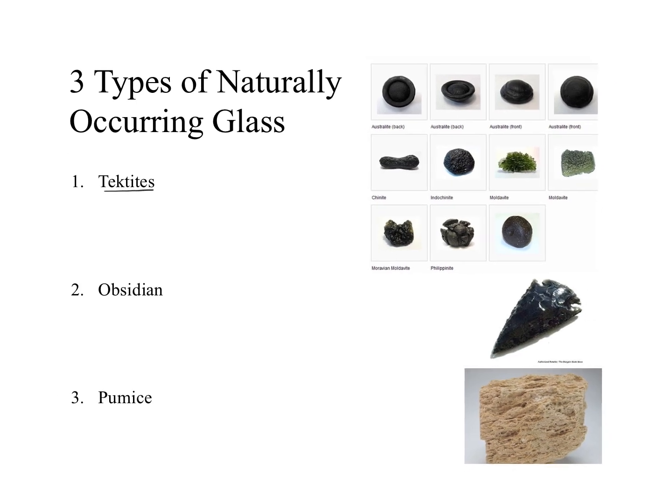These are small, oval-shaped glass that come from meteors. They generally run green or black. You can see examples of them here. These are different examples of the tektites.